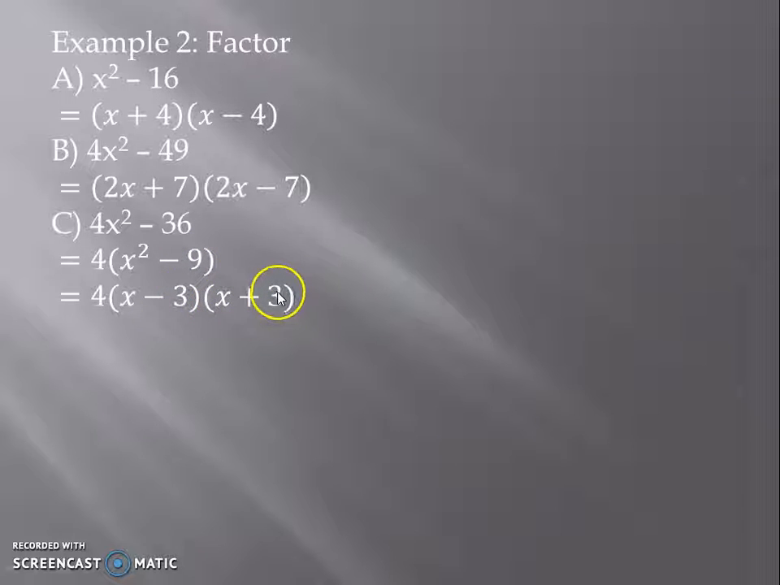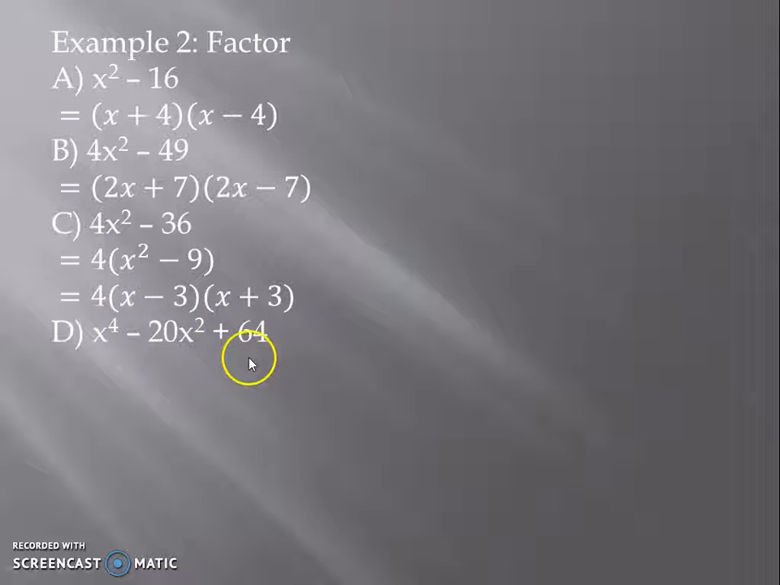Negative 3 times positive 3 equals negative 9, and x times x equals x squared. Sorry, x exponent 2, that's so hard to say for some reason. Oh gee, this just got way harder. Well, actually, it's not as hard as you think.